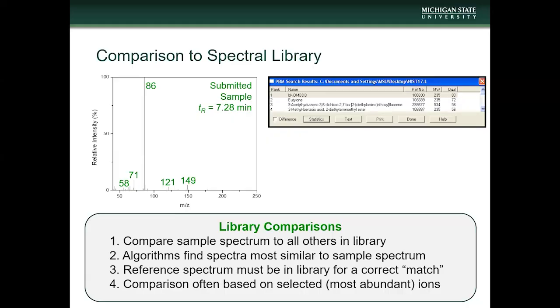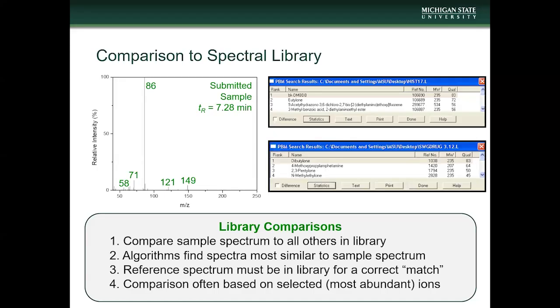This next slide shows the comparison of the sample spectrum to library databases. The screenshot at the top right shows comparison to the NIST17 library, which is the library present on our instrument. The top hit here is BK-DMBDB, which is a synonym for dibutylone, but the quality match is only 83. The second top hit is Utalone with a quality match of only 72. Taking the same spectrum and comparing it to the SWGDRUG library, version 3.12, this time the top hit is dibutylone, but again with a quality match of only 83.